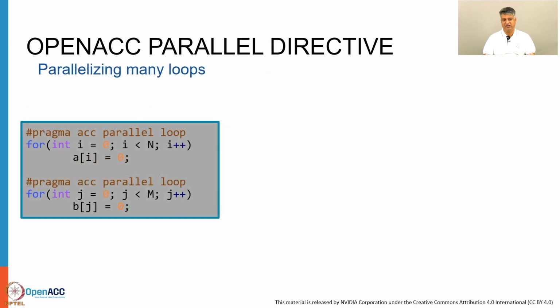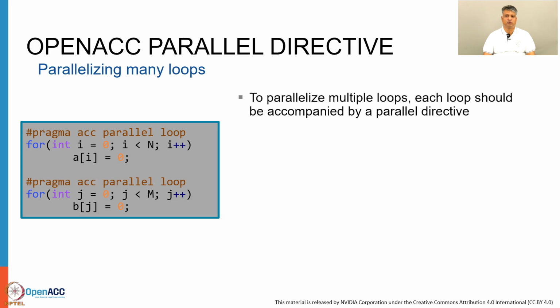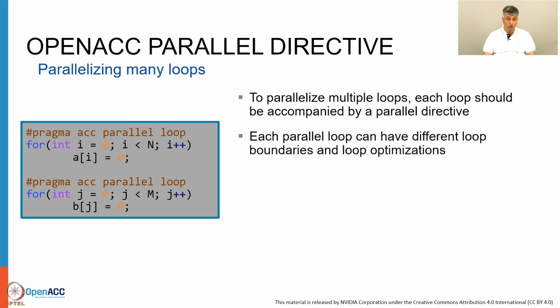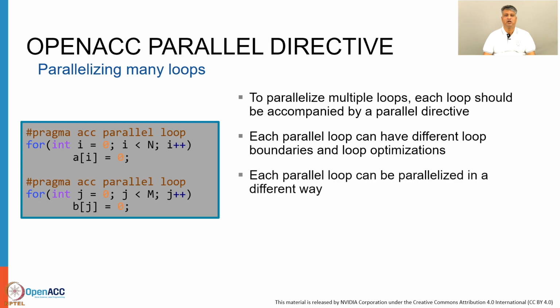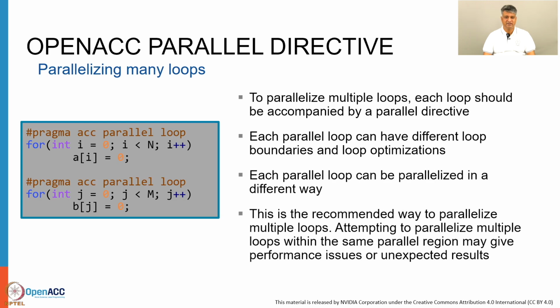So, what if I have many loops? I can parallelize it in this way where I can say hash pragma ACC parallel loop for each of the independent loops. So, each loop then should be accompanied by a parallel directive. Each parallel loop can have different loop boundaries and different sorts of loop optimizations. And each parallel loop can be parallelized in a different way. This is the recommended way to parallelize multiple loops.